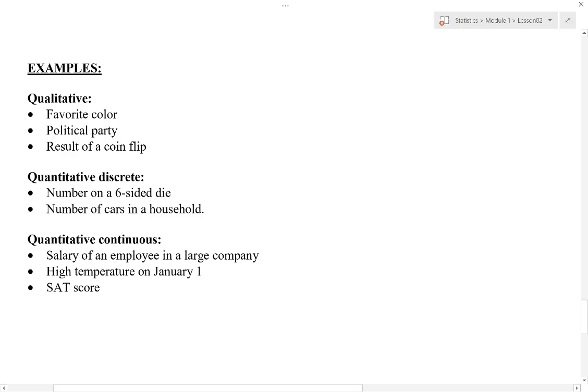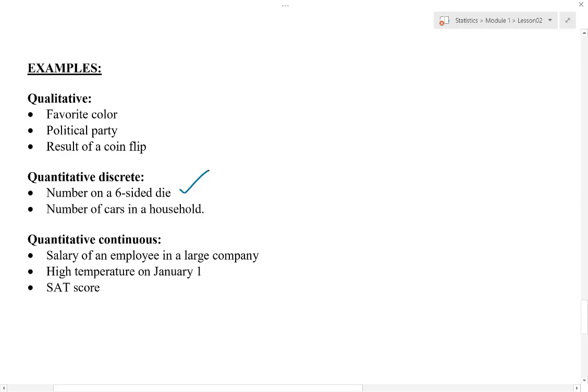Qualitative variables: favorite color, political party, result of a coin flip, heads or tails. These are not numbers. You can't do any calculations on them. You can't find an average color. Well, I guess if you use RGB values, maybe, but generally you can't find an average color. They're words. They're non-numeric.